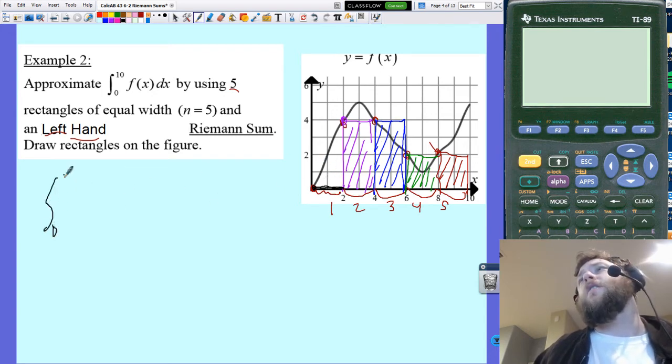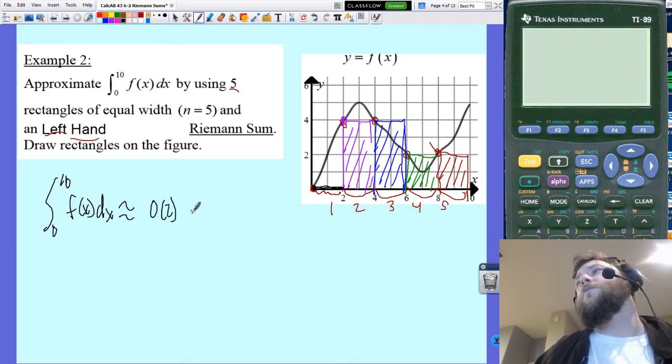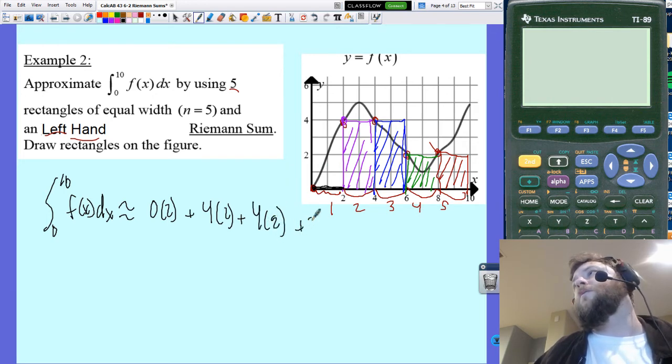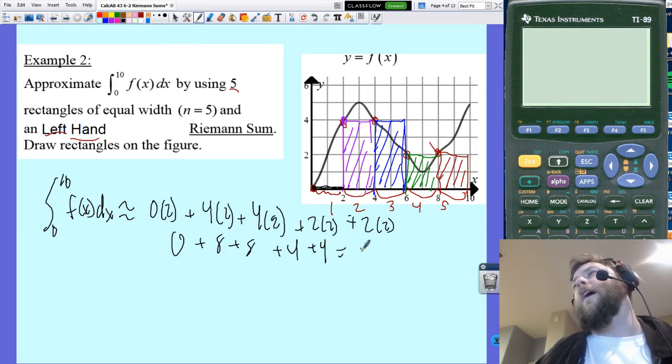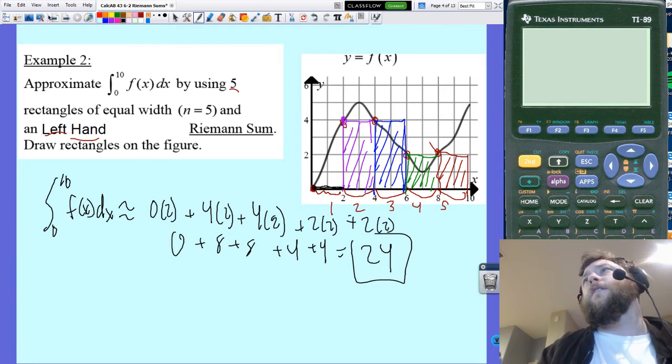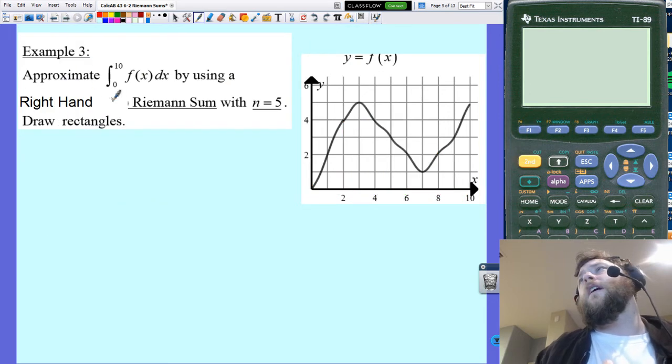The integral from 0 to 10 of f of x is approximately equal to the area of this one, which is 0 times 2, plus the area of this one, the height 4 times 2, plus the height of this one, which is also 4 times 2, plus the height of this one, which is 2 times 2, and the last one, which is also 2 times 2. So we're at 0 plus 8 plus 8 plus 4 plus 4. That adds up to 24. Notice that was different from the 28 we got last time. A different way to approximate.